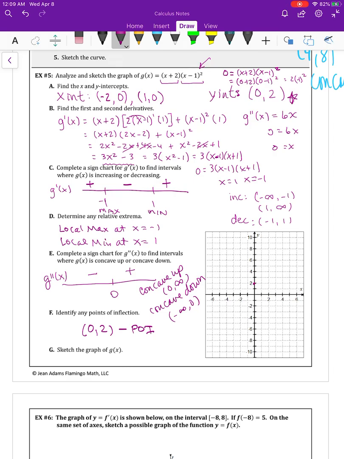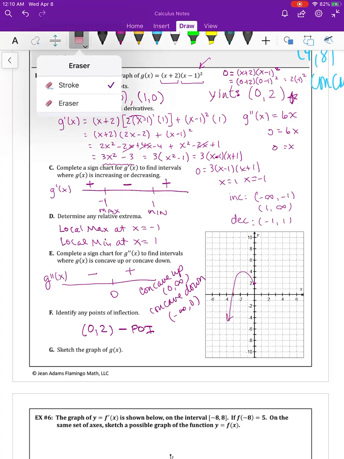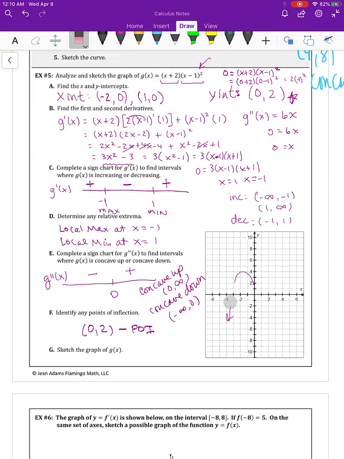And now we can sketch a graph. So we know at (0, 2) we have that point of inflection, okay? We know at negative 1 we have a max, and at positive 1 we have a min. So with this being a point of inflection, it's probably going, well, hold on, because I kind of missed my negative 1 there.